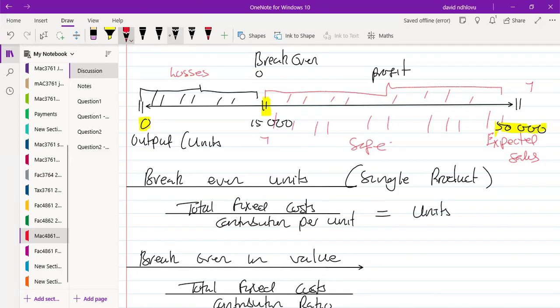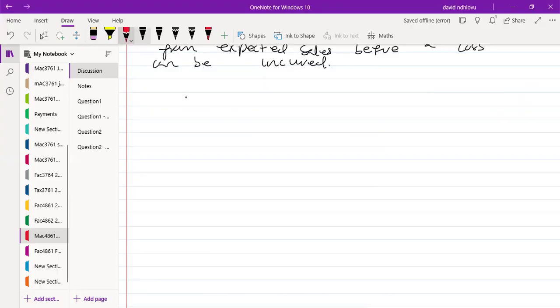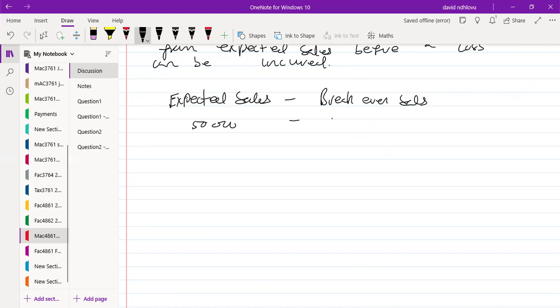So therefore we are saying, by how many units are we safe? We are actually safe by the quantity of expected sales less break-even sales. So in my example, if I said 50,000 and I said break-even is 15,000, then we are saying margin of safety is actually 35,000. Is it 35? Right, that's 35,000. That's our margin of safety.